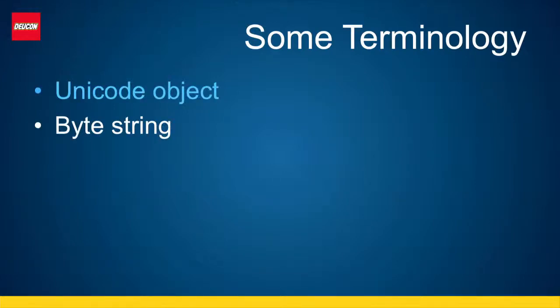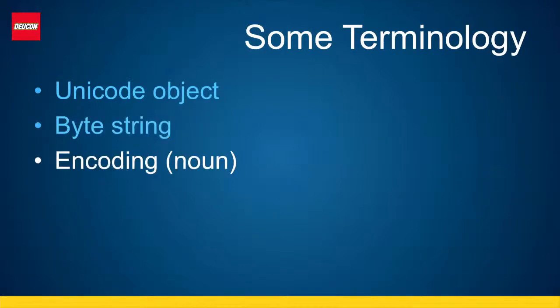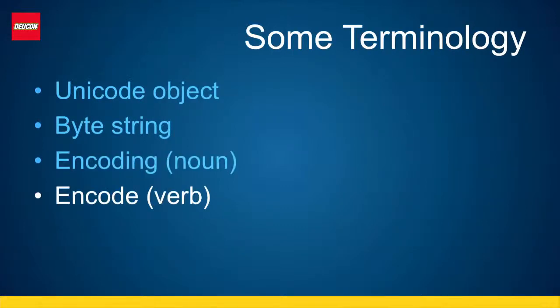So a byte string is just a sequence of ones and zeros that has no meaning in and of itself, but you can give it meaning if you understand the encoding. So the encoding is a mapping of what a sequence of things means. So you could say 0001 means A. So to encode is the act of taking a Unicode string and turning it into a byte string. The opposite, the inverse operation, is decode, and that's to take a byte string and turn it into Unicode.